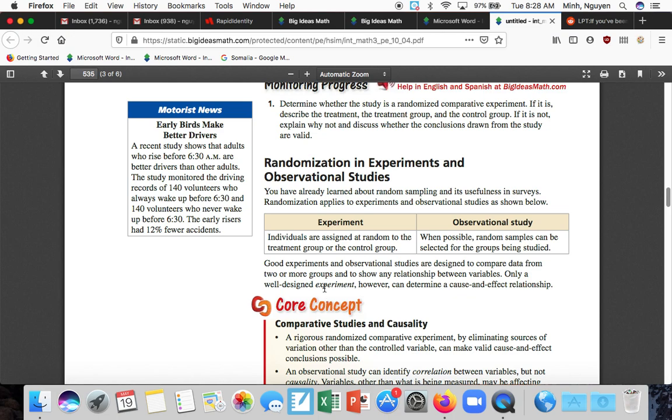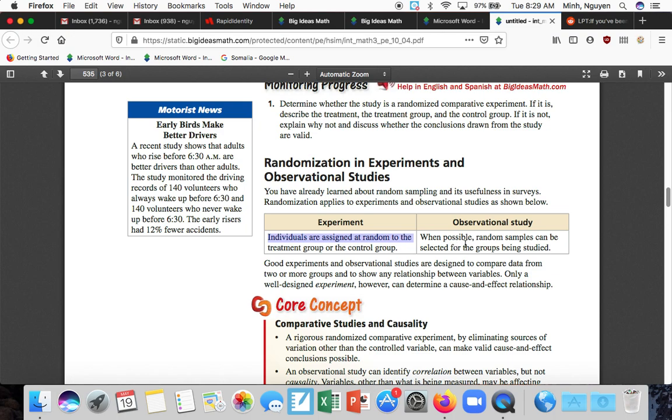Randomization in experiments and observational studies. In an experiment, individuals are assigned at random to the treatment group or the control group. In an observational study, so an experiment is when something is happening by design. Like you, the researcher, are implementing that these people are going to take Tylenol. Versus an observational study, where you're just watching something happening and taking careful notes.